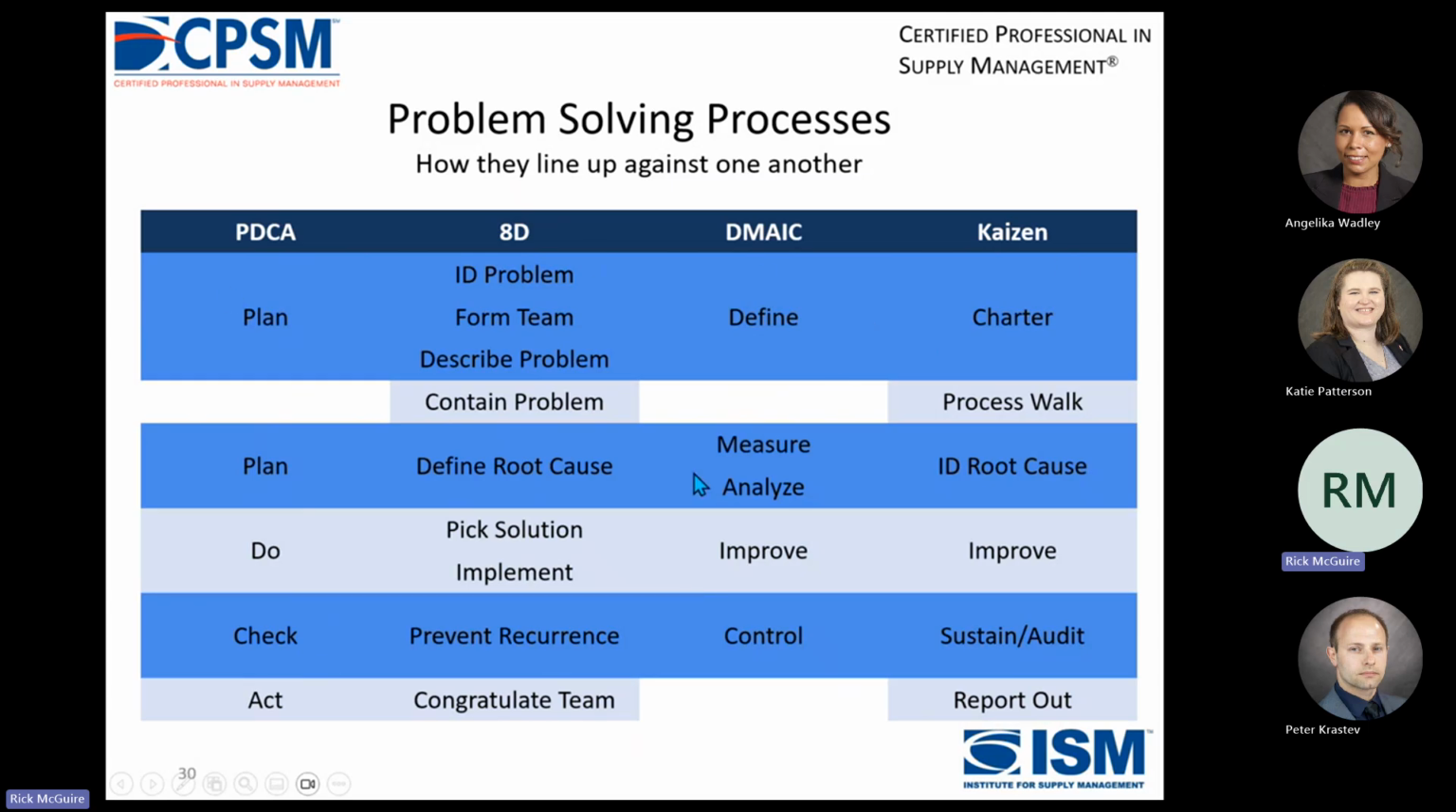So this is kind of interesting. These are similar problem-solving processes, but they're not used for the same thing. So this is kind of an everyday thing we use on the plant. This is usually corrective action. This is Six Sigma. And this is an event where we're trying to improve some process in the plant.